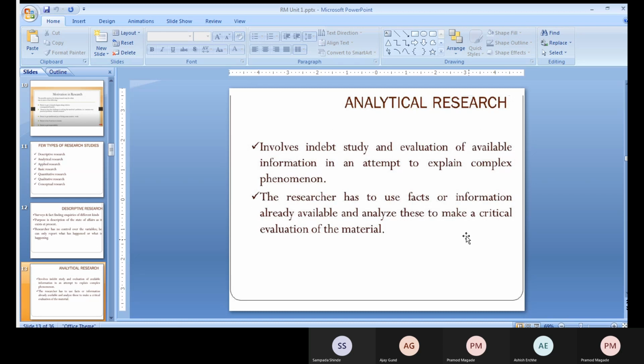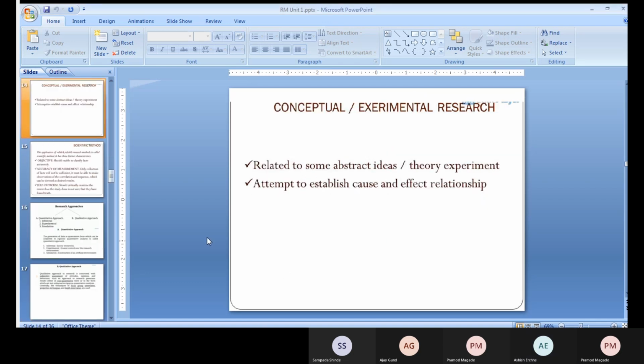The researcher has to use facts or information which are already available and analyze these to make a critical evaluation of the material. Of course, this we call previous experience, previous research, through which I will have to do the analytical calculations. That we call analytical research. Are you getting it? Yes, sir. Yes.